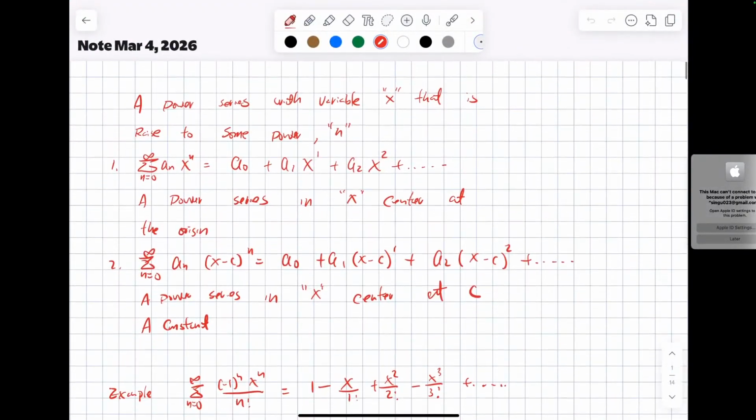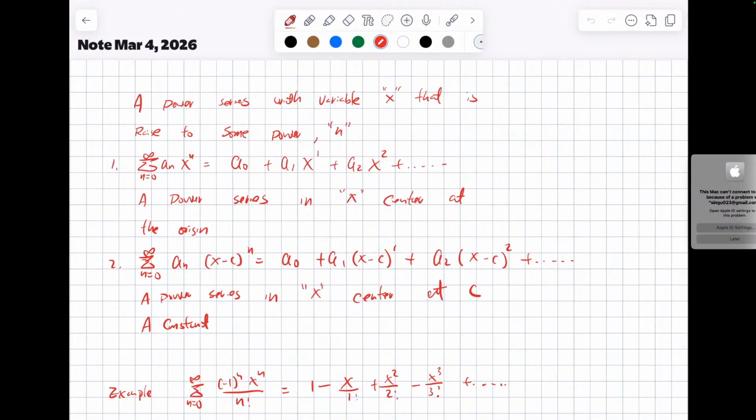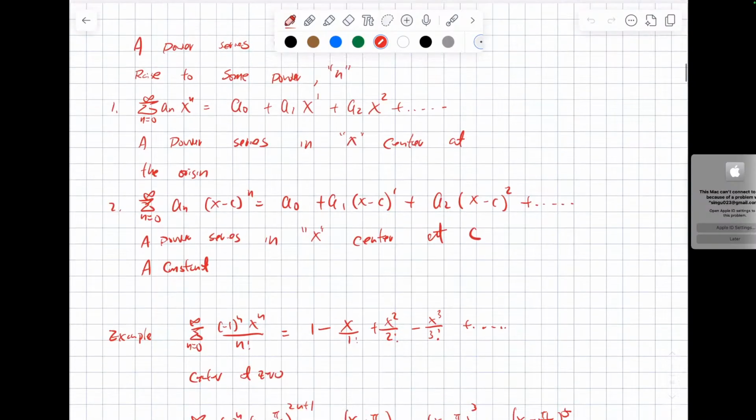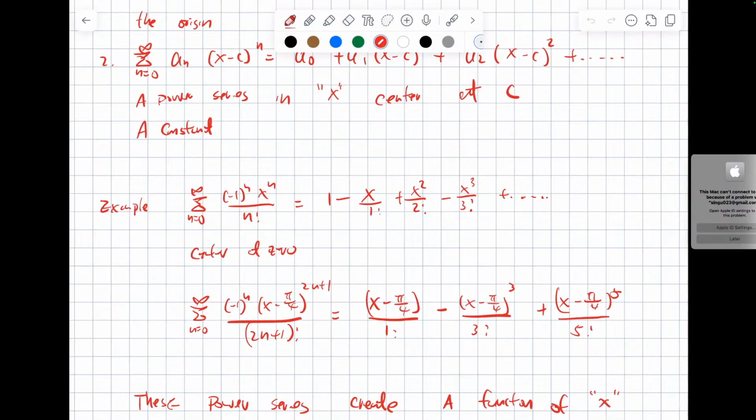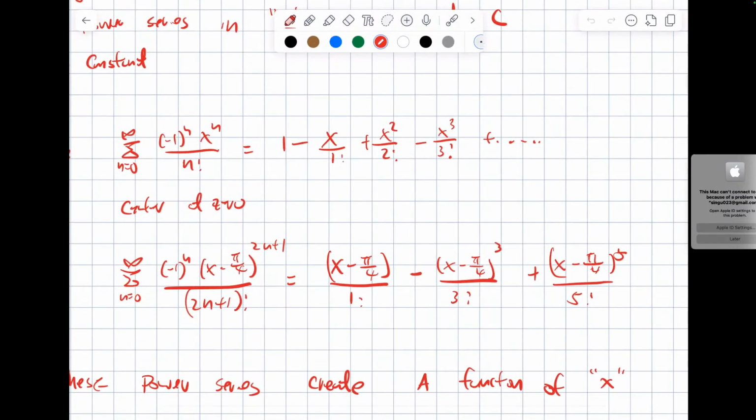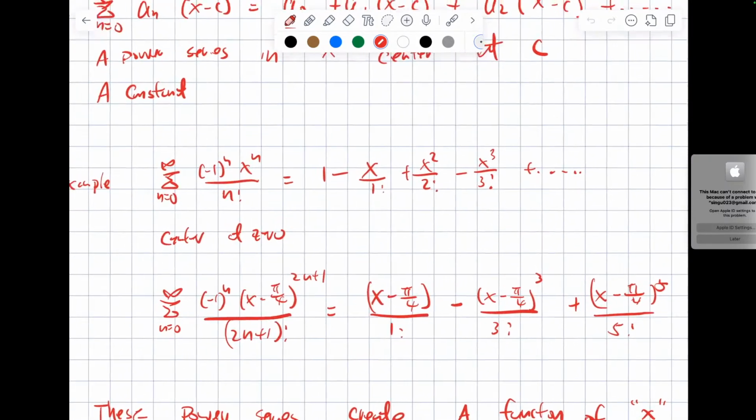Then we talked about how the power series is defined. This is an example of a power series: negative 1 to the n, x to the n over n factorial, which gives you 1 minus x over 1 factorial plus x squared over 2 factorial minus x cubed over 3 factorial, if it's centered at 0. If it's centered at pi over 4, this is another function that is centered differently.